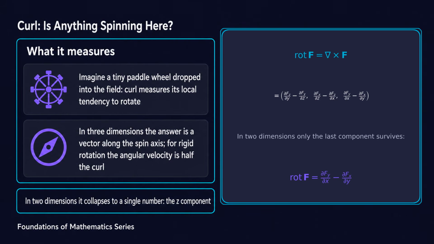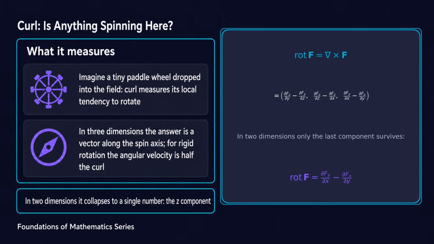Be careful with the magnitude, though. The curl is not the angular speed itself. For a rigid body rotation, the angular velocity vector is half the curl, which is why the field minus y, x has curl 2, while the flow turns at angular speed 1.